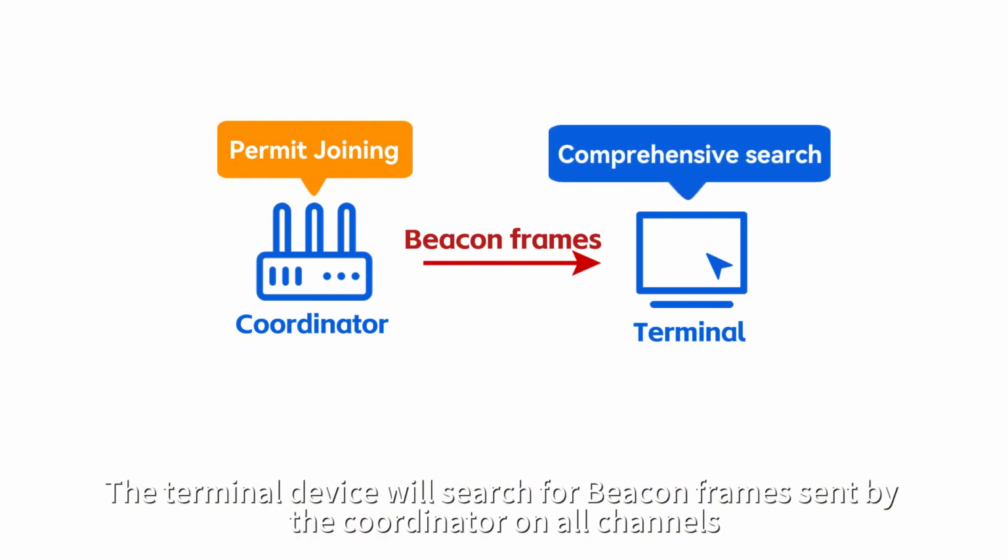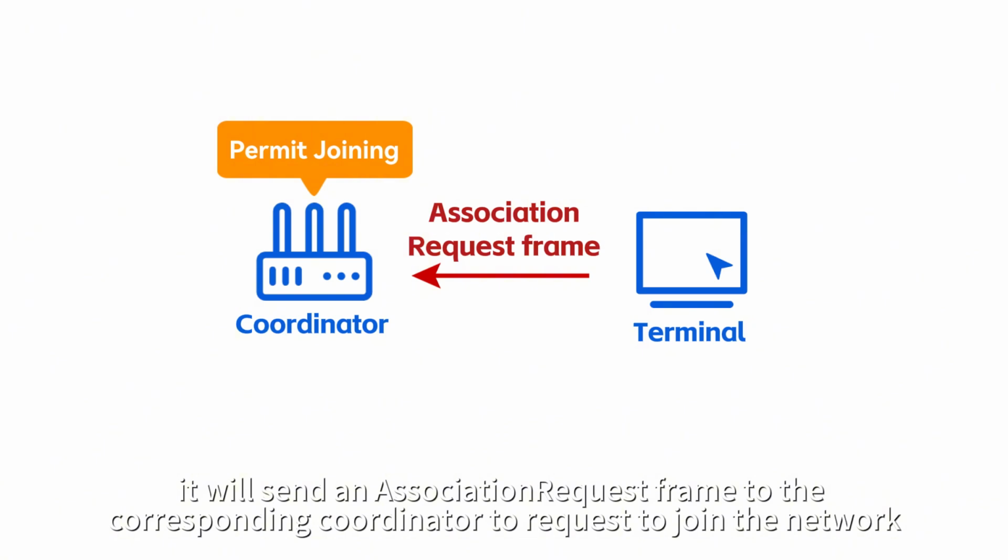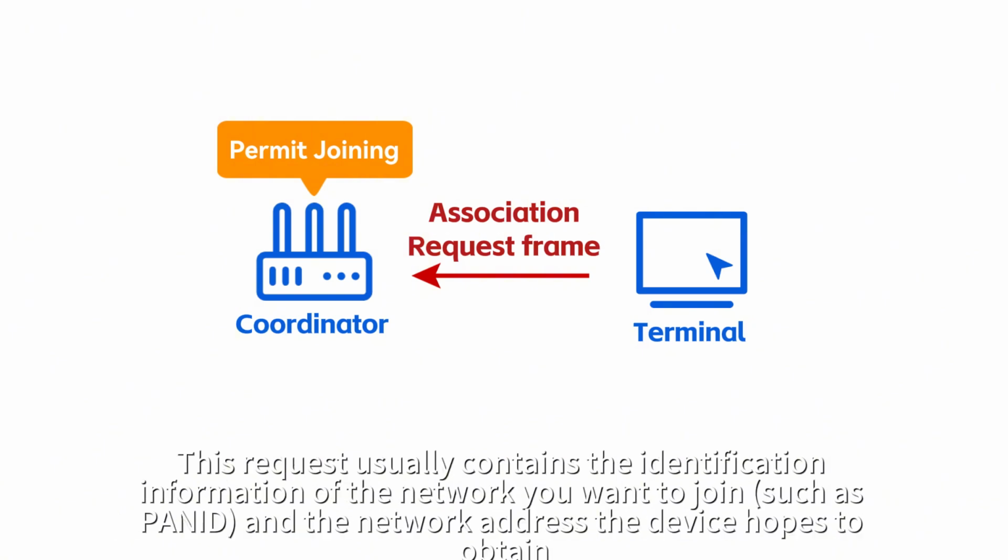The terminal device will search for beacon frames sent by the coordinator on all channels. After searching for beacon frames from the coordinator, it will send an association request frame to the corresponding coordinator to request to join the network. This request usually contains the identification information of the network you want to join, such as PANID, and the network address the device hopes to obtain.